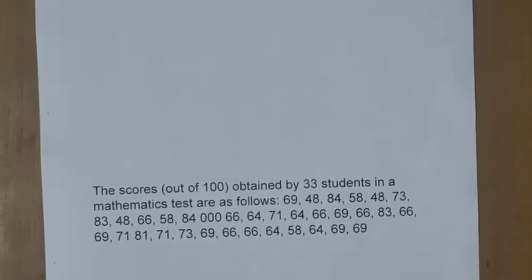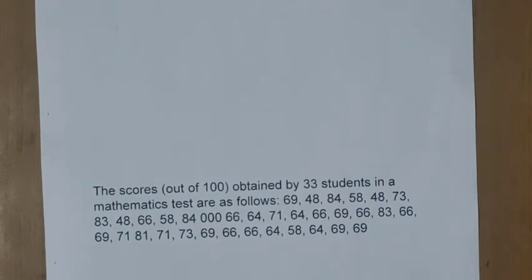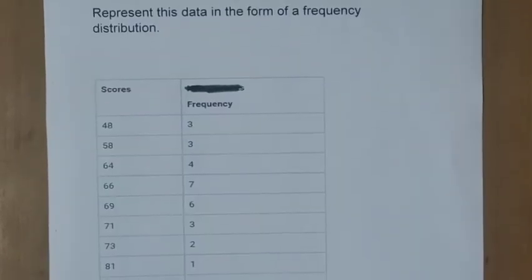Next question. The scores out of 100 obtained by 33 students in a mathematics test are as follows: 69, 48, 84, 58, 48, 73, and it goes up to 69 only. Here also we have to represent the data in the form of a frequency distribution table.